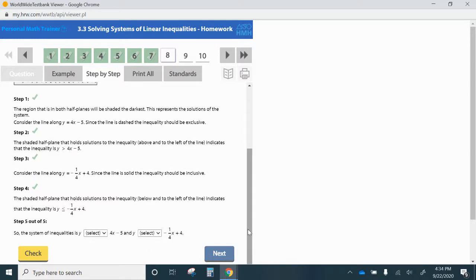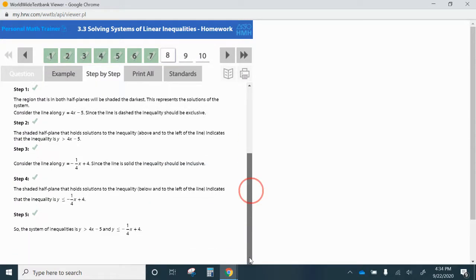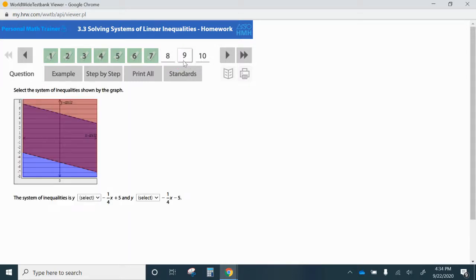So the system of inequalities, y is greater than 4x minus 5, and y is less than or equal to negative 1/4 x plus 4, is your system. Okay? All right, now let's go to question number 9.